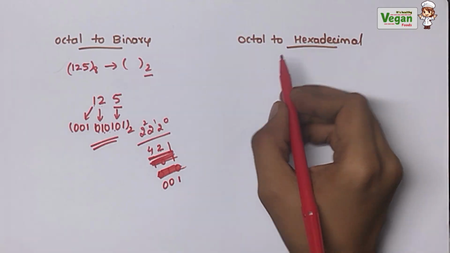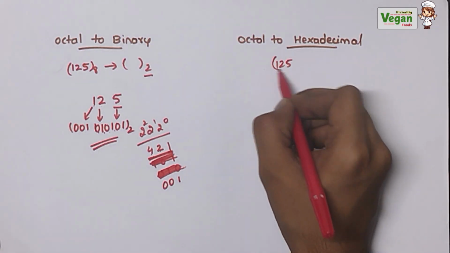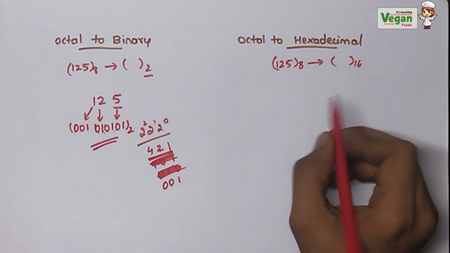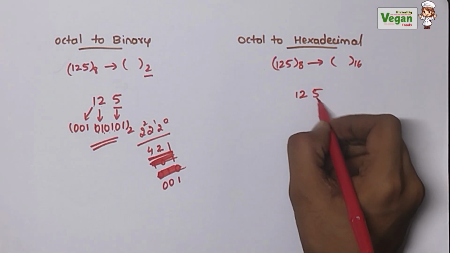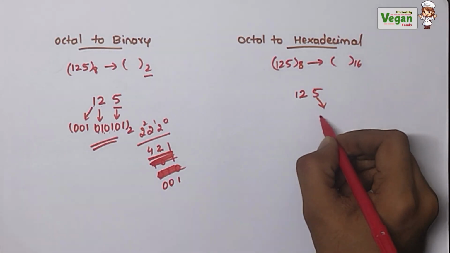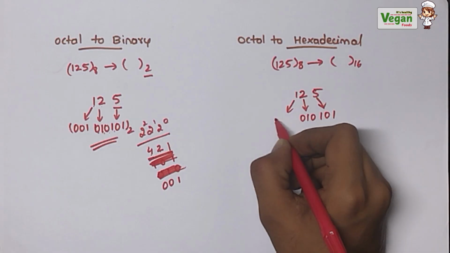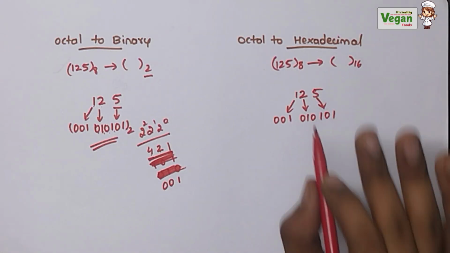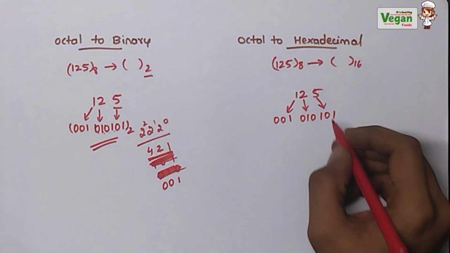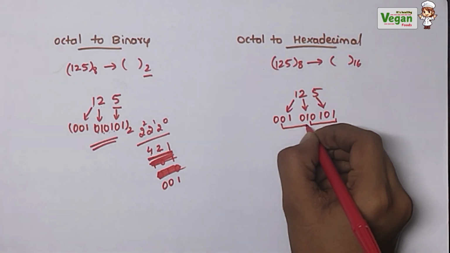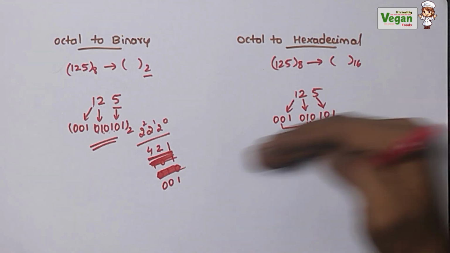Next, octal to hexadecimal. Same process. 125 with base 8, I must convert to base 16, that is hexadecimal. So 125, how you wrote here, that is how you write: 101, this one is 010, next this one is 001. Now to convert from octal to hexadecimal, make groups of 4 digits from the right hand side towards the left hand side.